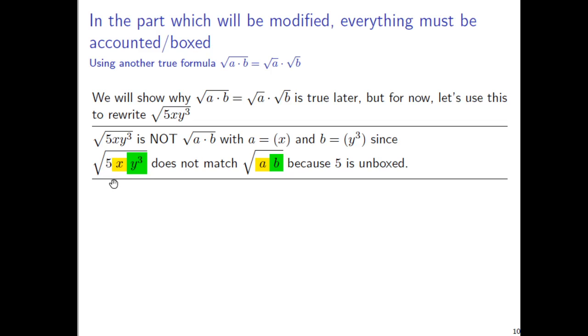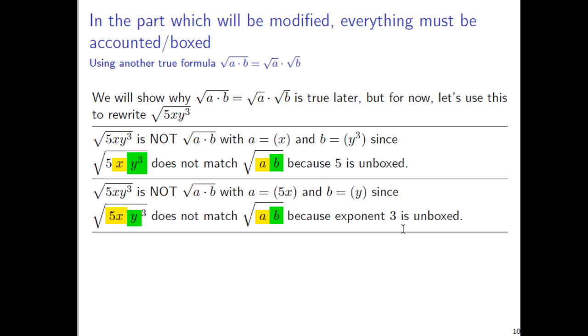The 5 has not been accounted for. It is not boxed, it is unboxed. And when you use a true formula, you need to account for everything. Here's another way this doesn't work. You can try a is 5x and b is y, but now the cube is missing. The exponent 3 is unboxed. One thing that does work is you can say that root 5 times x times y cubed is in the format root a times b, where a now is this more complicated thing, 5x, and b is also kind of a complicated thing, y cubed.